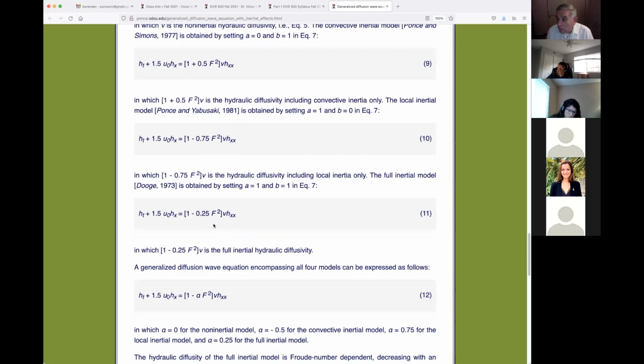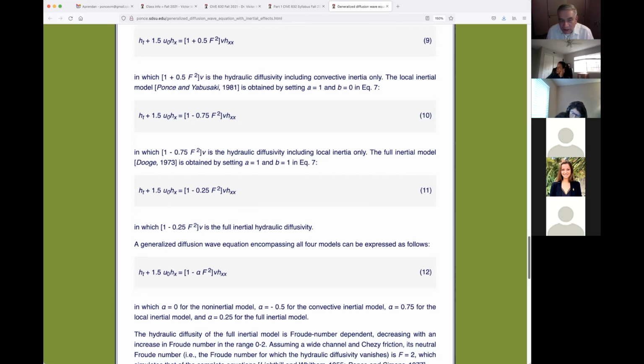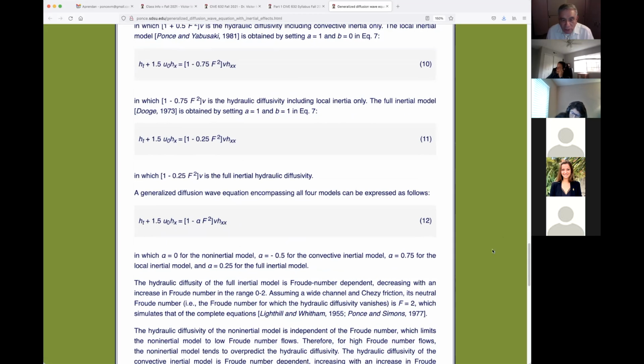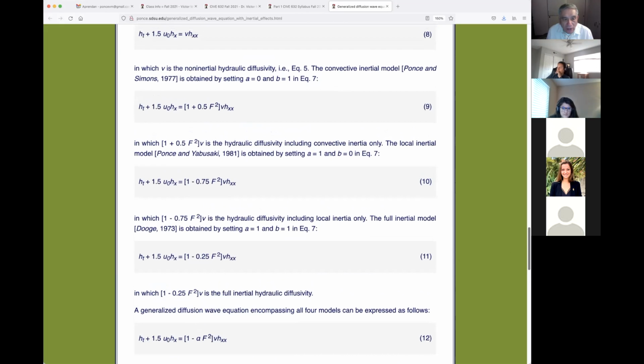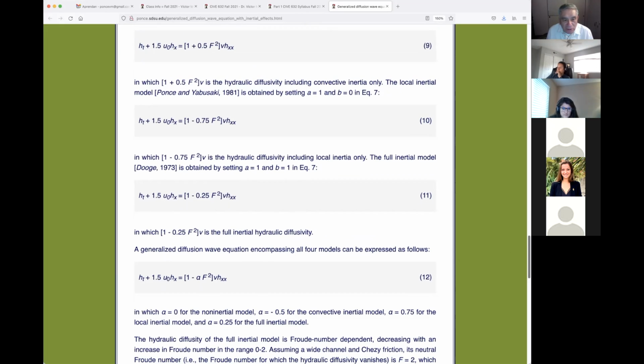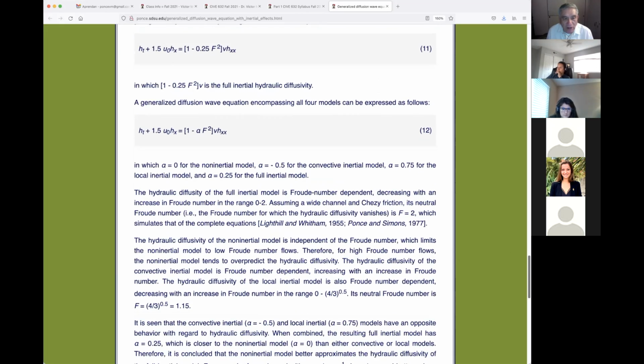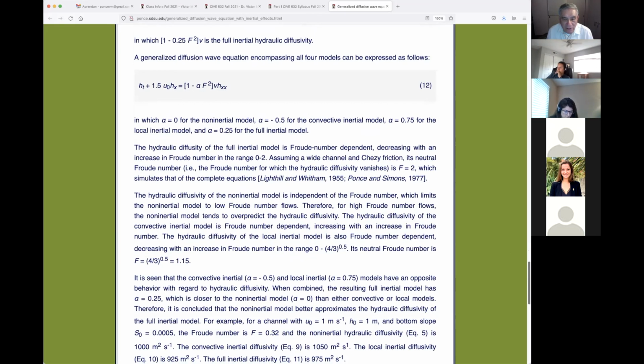Remember, the Dooge has a 1/4 before the Froude number. 1/4 is 0.25, so it matches the Dooge equation. So the generalized formula, our generalized formula, is with an alpha, where alpha varies between 0, 0.5, minus 0.75, and minus 0.25. Okay, hydraulic diffusivity is dependent on the Froude number.